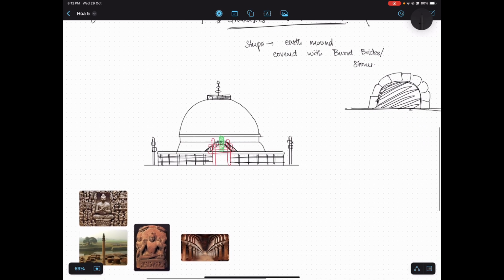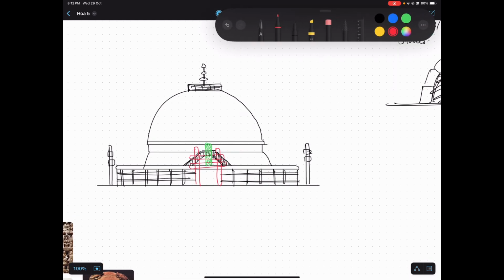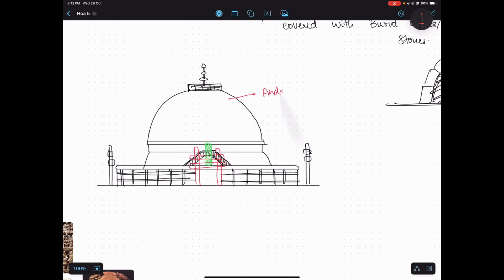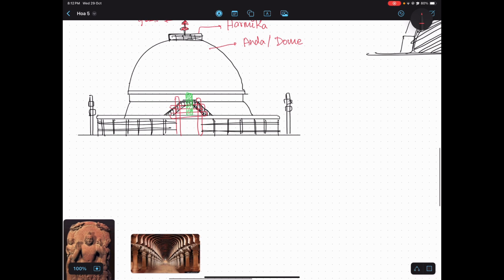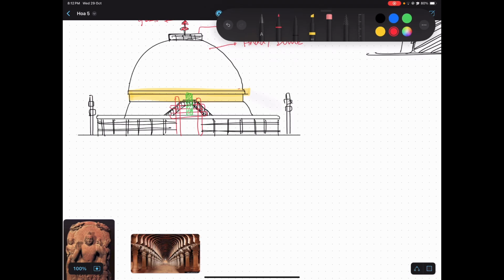Now the parts of a stupa are: this is our dome, which was called anda or dome. This is our harmika, and these are called chhatri, and the vertical shaft that goes through the chhatri is called yashti. Then this is our ambulatory passage, which is called medhi.